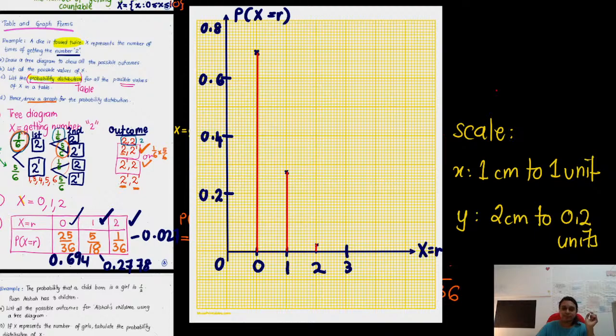So we shall stop here. If you are done with the graph, any questions to ask before we end today's lesson?